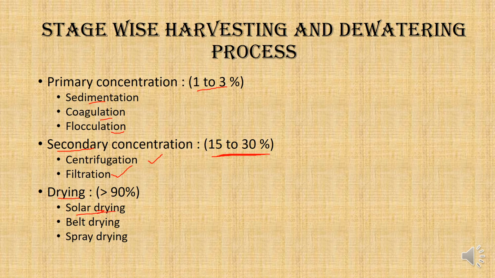Then also we have belt drying, which is also quite common, especially in industrial scale. And then we have the spray drying, which is also very commonly used in the industrial scale. And after this drying process, we get a final concentration of 90% or more of algae.